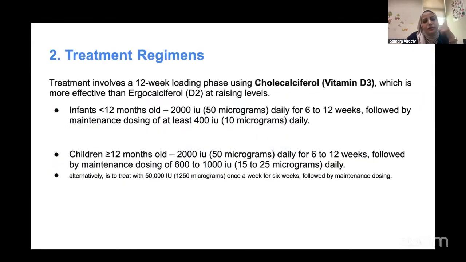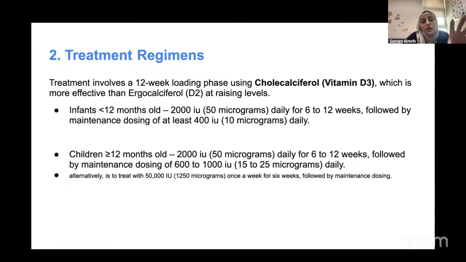Treatment regimens involve a 12-week loading phase using cholecalciferol, which is vitamin D3. Why are we using vitamin D3? Because it has a longer half-life. It is better absorbed and more effective than vitamin D2 at raising levels. For infants less than 12 months, we start them on 2,000 international units. This is the treatment dose, not the prophylaxis.